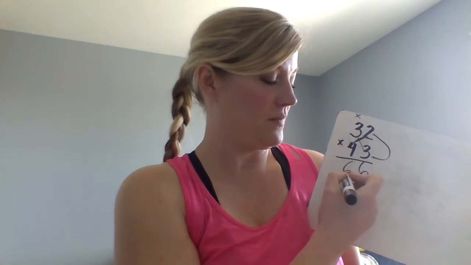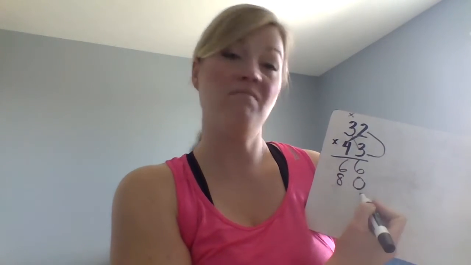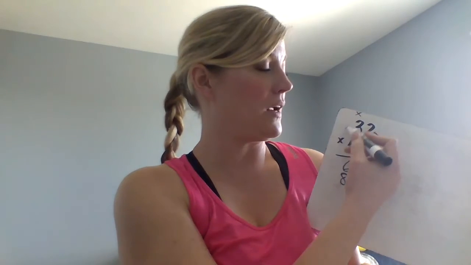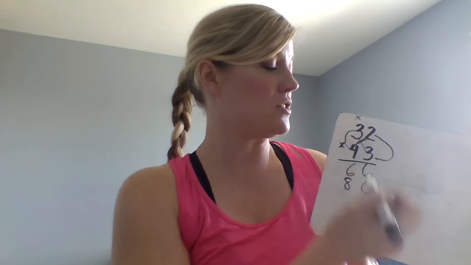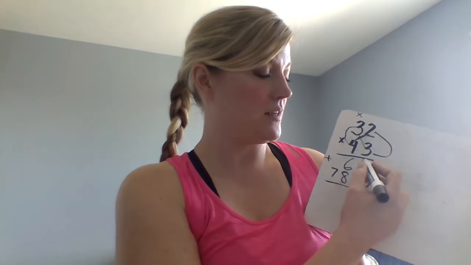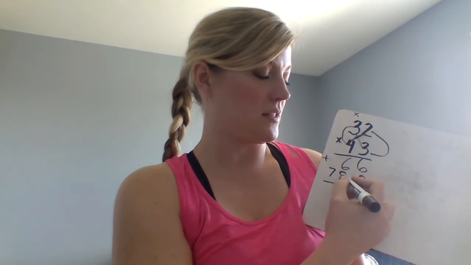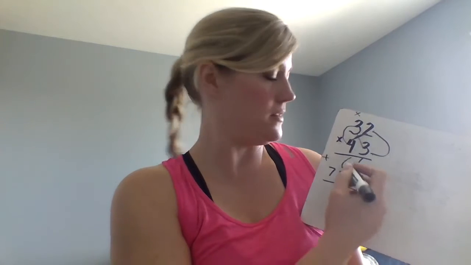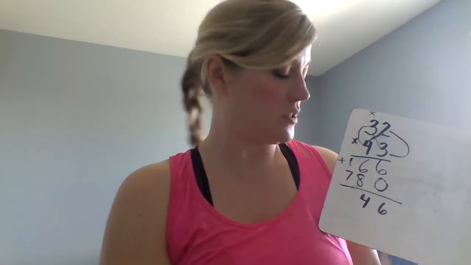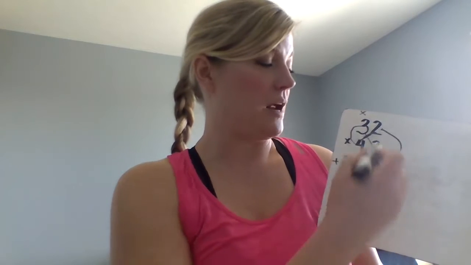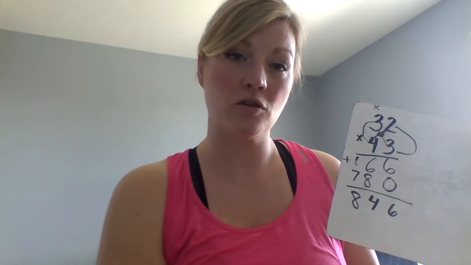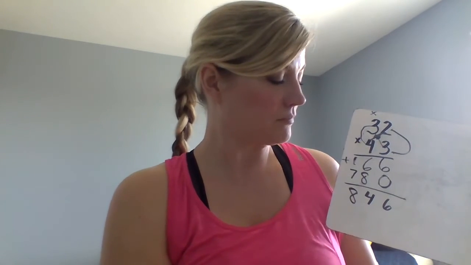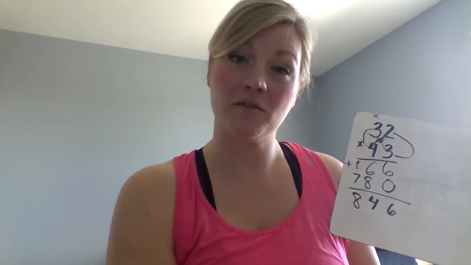4 times 2, 8. 40 times 2, 80, right? Then I'm multiplying tens by tens, which is going to give me hundreds, and I'll already be in the 100 spot. 4 times 3, 12, 1200s. Add them up. 6 plus 0 is 6. 6 plus 8 is 14. That's 4 tens and 1 new 100. And 7 plus 1 is 8. And then I make sure, bow tie, I'm going to check that I multiplied all parts of my partial products, or my partial factors. And I got 846 for my total.